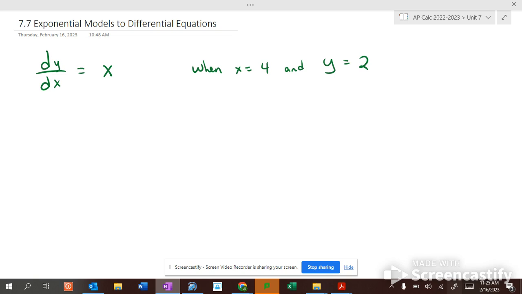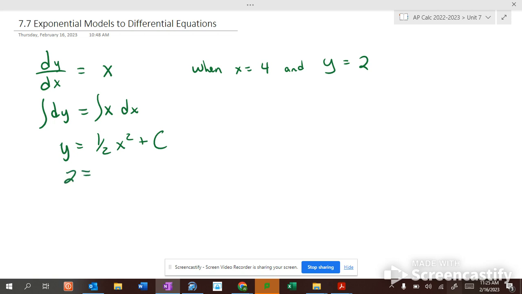So how do I do a separation of variables? dy equals x dx, right? Okay, then what do we do to each side? Integrate. 1/2 x squared plus c. Got to remember your plus c. Then you plug in your variables.